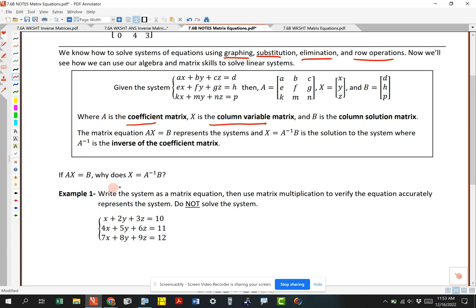So we're going to come down here and take a look at this right here. So this says if AX equals B, my question for you is, why does X equal A inverse times B? Colson? Well, so if you would divide the A, then it puts it on the bottom, and the inverse of something is just putting it on the bottom. Very good. That A to the negative 1 kind of means reciprocal.